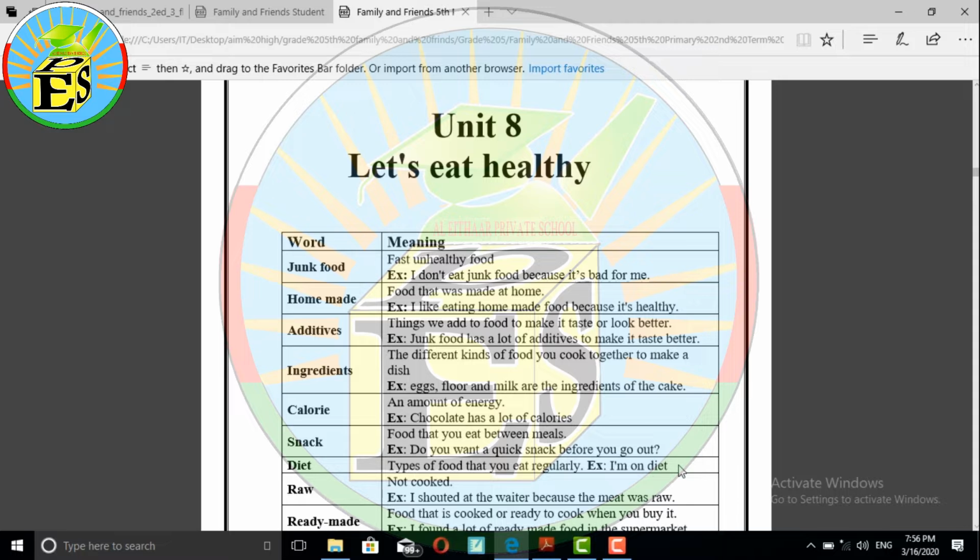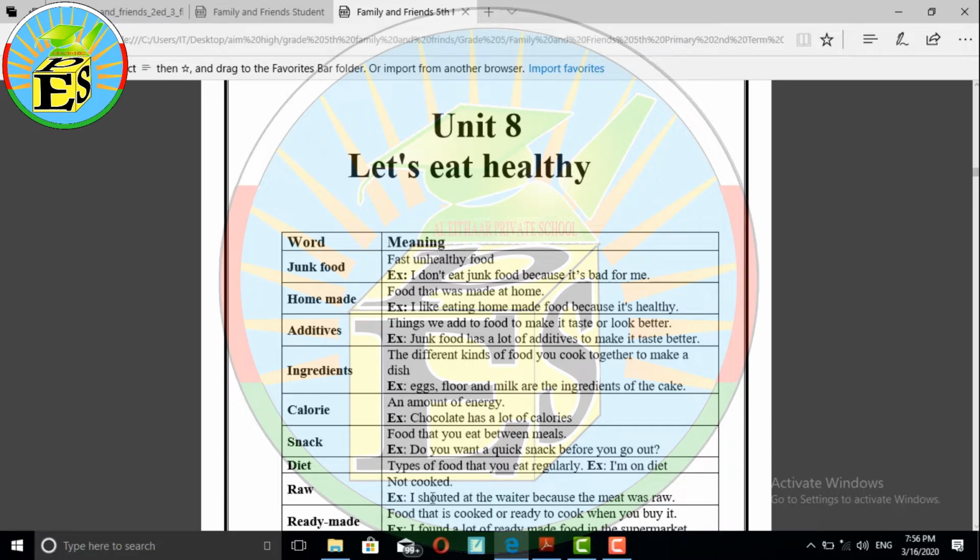Next word, raw. Repeat, raw. Look, R-A-W, raw. Raw means not cooked. For example, I shouted at the waiter because the meat was raw. This is a very bad thing.